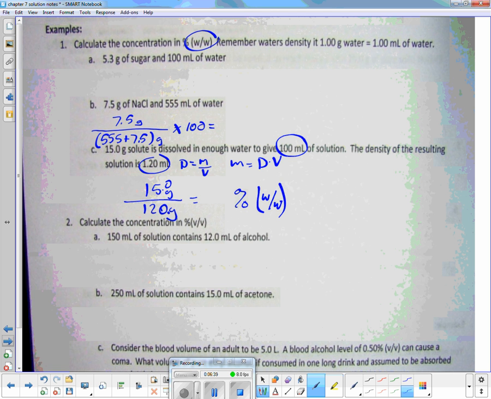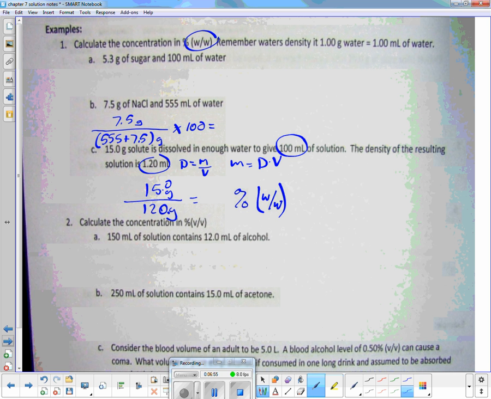Okay, all right, so volume, you do the same thing. If they give me each volume, I've got to add the 2 volumes together to get the total volume for the bottom. So I'm not going to go through those. I'm going to let you do that.